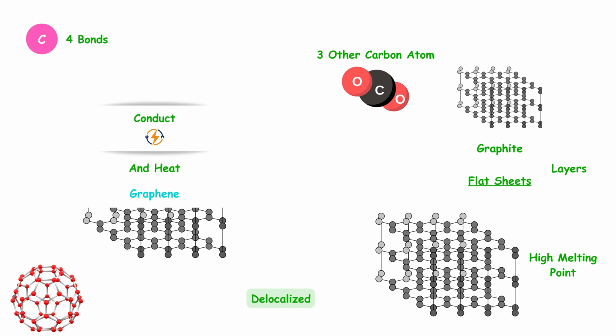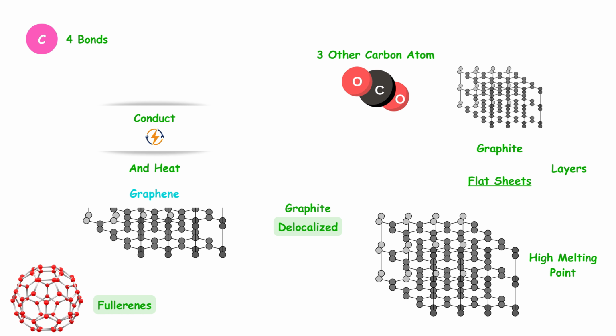You might remember that carbon can form up to 4 bonds, but since each carbon atom in graphite only forms 3, this leaves 1 electron per atom unused in bonding. These unused electrons become delocalized, meaning they are free to move through the structure. It is these free, delocalized electrons that allow graphite to conduct electricity and heat, a property that diamond does not share.